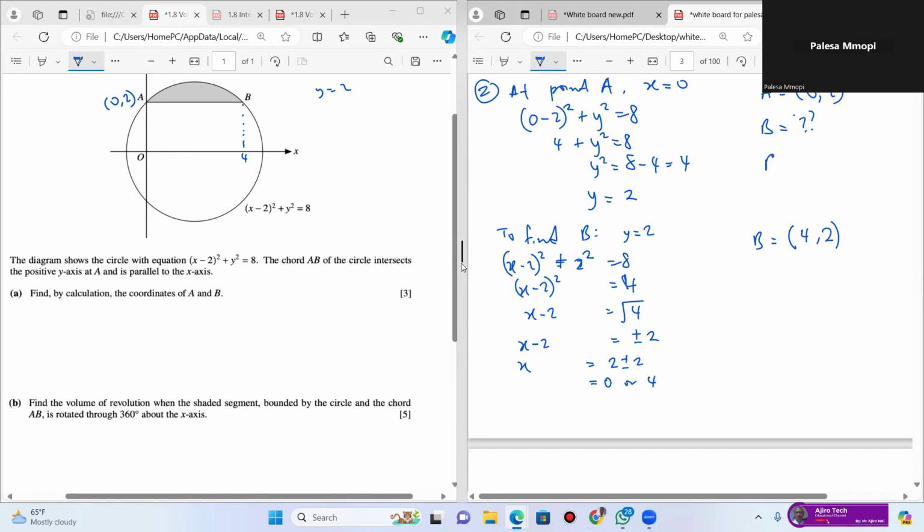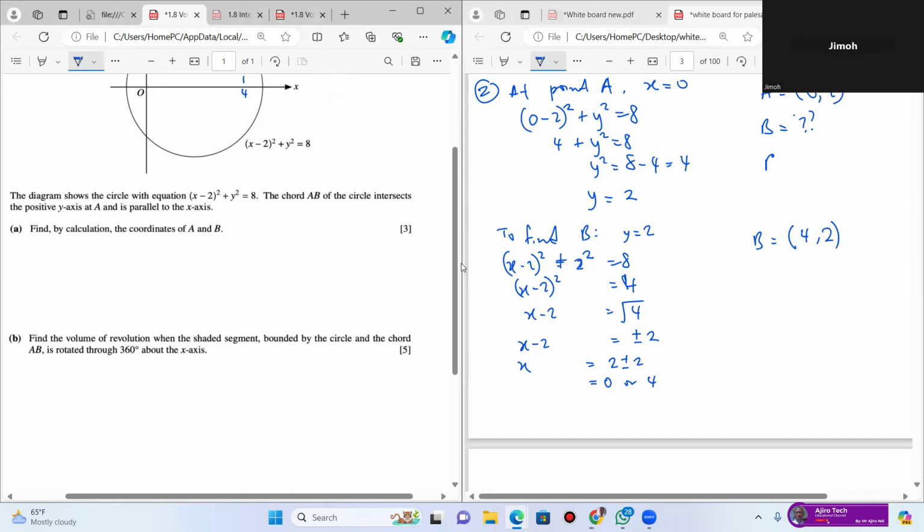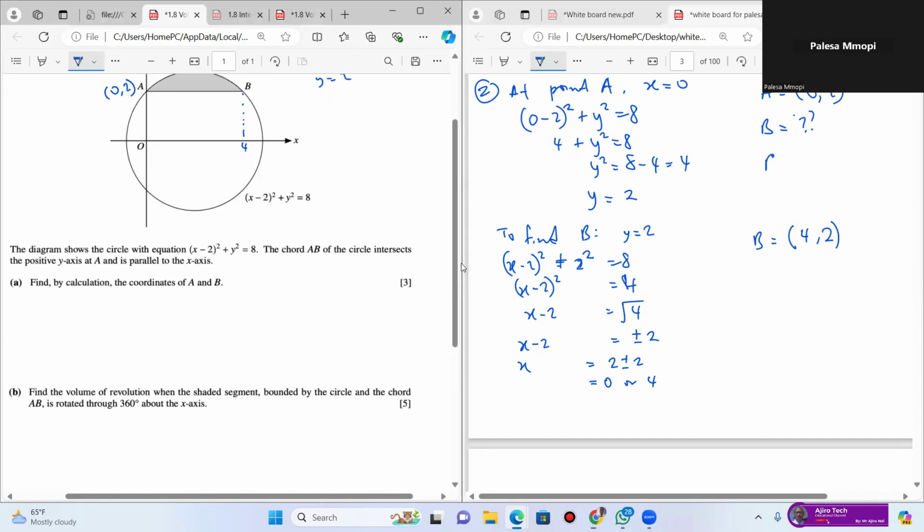So for doing this, you have got 3 marks for finding the coordinates of A and B. Now, find the volume of revolution when the shaded segment bounded by the circle and the chord AB is rotated through 360 degrees about the x-axis. This is also an integral. This is equal to the integral of pi y squared dx.